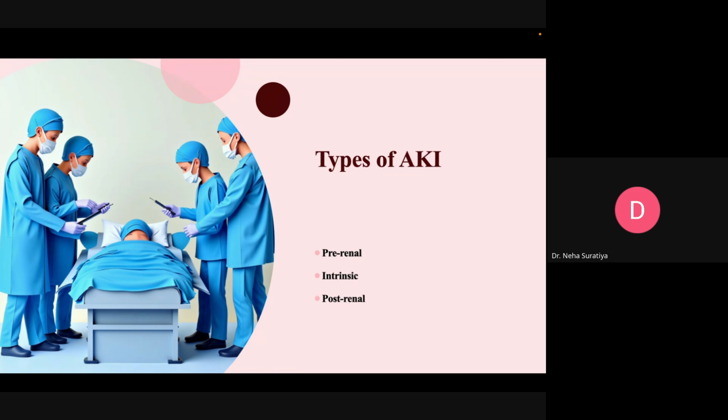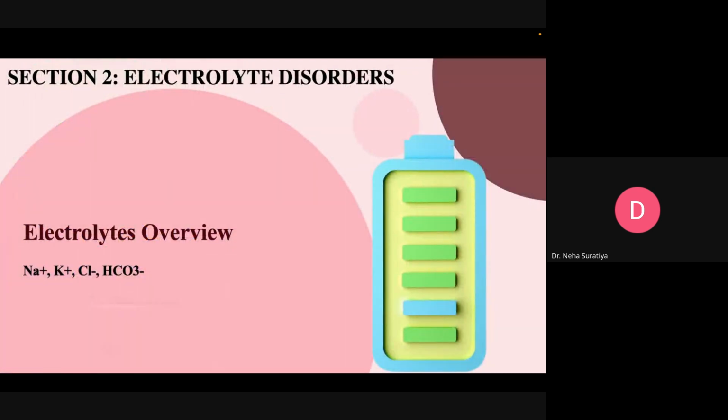But first, let's understand section 2, which is electrolyte disorders. Now, what are the key electrolytes we have? We have 4 key electrolytes we will be focusing on. We have sodium, that is Na+, we have potassium, K+, we have chloride, Cl, and we have HCO3, that is bicarbonate. So these four are very important.